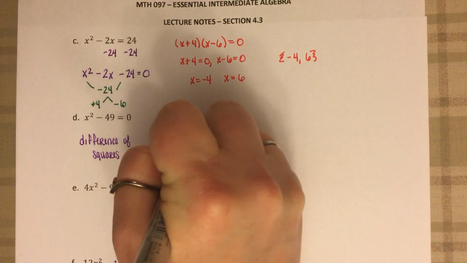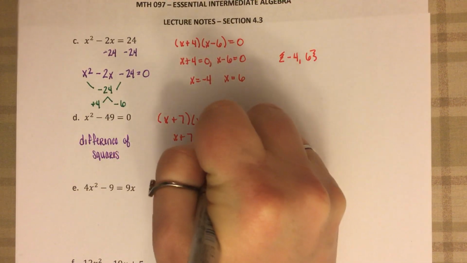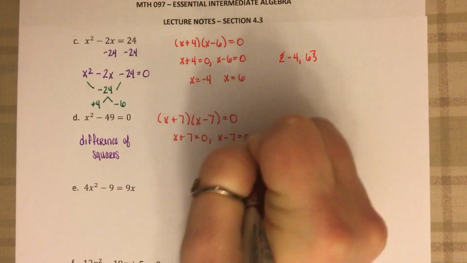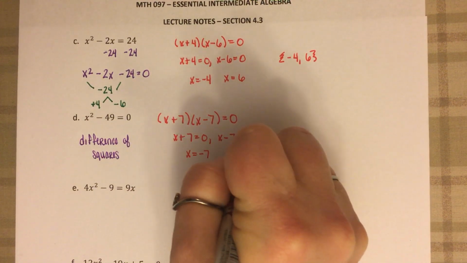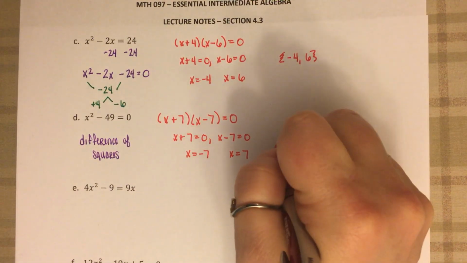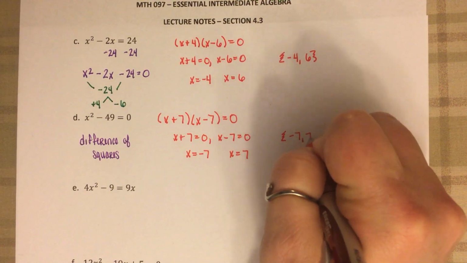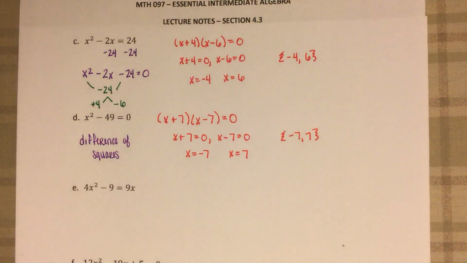So we can set each of our individual factors equal to 0. Subtract 7 from both sides to get negative 7. Add 7 to both sides to get positive 7. And our solution set is going to be negative 7 and positive 7.